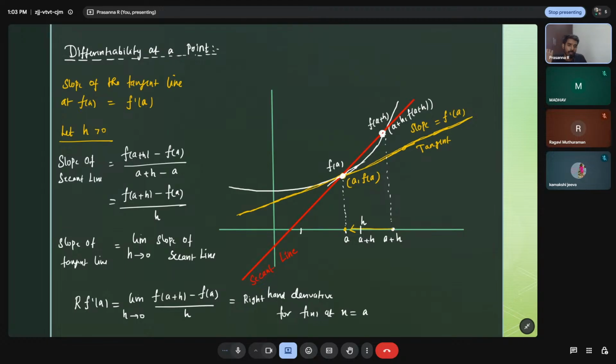You form a minus h, and this will be f of a minus h, and this coordinate is a minus h comma f of a minus h. Now you connect these two points, you'll get a secant line. Find the slope, y2 minus y1 by x2 minus x1. You put h tending to 0, you will get the slope of the tangent line. So your L of f dash of a will be the limit as h tends to 0 of f of a minus h minus f of a divided by minus h. Right? This is the formula for the left hand derivative.